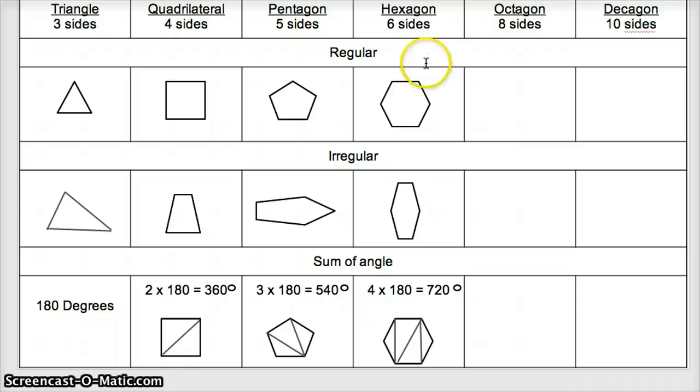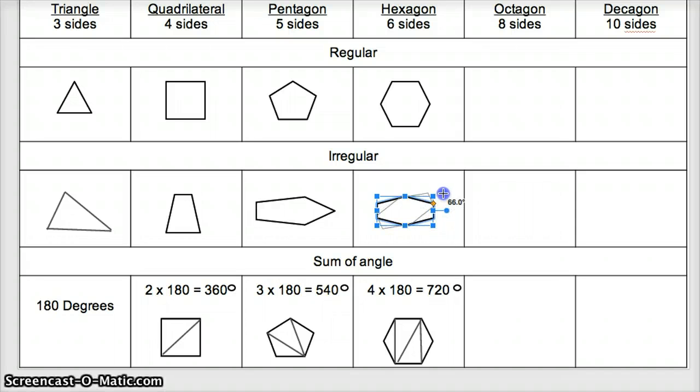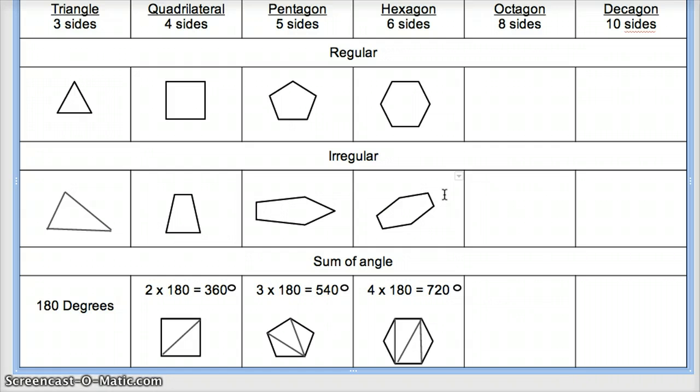A hexagon is a 6-sided polygon. As you can see, this is a regular one, this is an irregular one. It could also look like this. You never know how it could be. It doesn't matter which way it's rotated. It just matters that it has 6 sides. And in a hexagon, you can divide it into 1, 2, 3, 4 triangles. So 4 times 180 is 720 degrees. So all hexagon angles will measure up to 720 degrees.